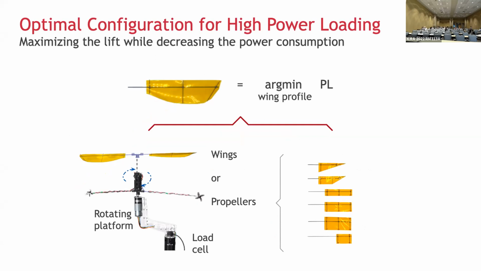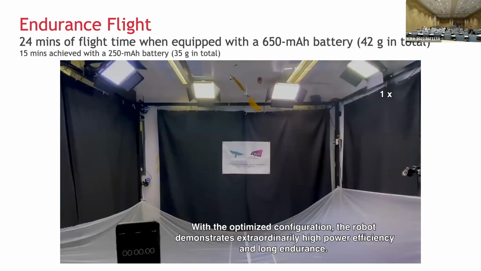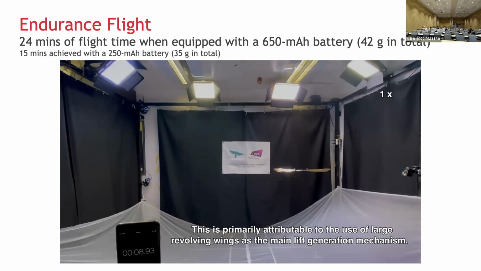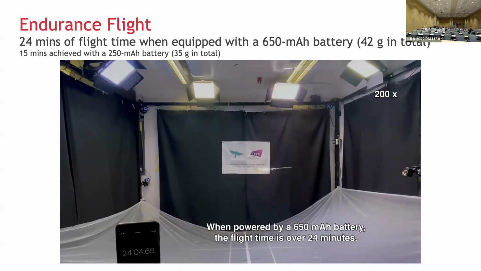It's a model-based optimization where we test a few wings, then we fit the model, do a parametric search, and also identify the model of the motors. Putting everything together, right? What we could achieve with this robot is that with a small battery, 215 mAh, the robot is 35 grams and can fly for 15 minutes. Or if we equip the robot with a slightly larger battery, the robot would weigh 42 grams, but it can fly for 24 minutes, right?